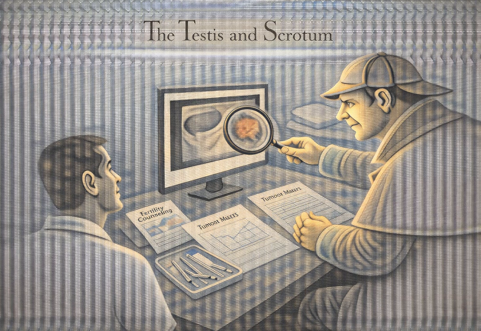You are examining a 50-year-old man. You find a bag of worms swelling on the right side of his scrotum. He says he just noticed it a few weeks ago. He has no pain. What is your next move, and more importantly, why?